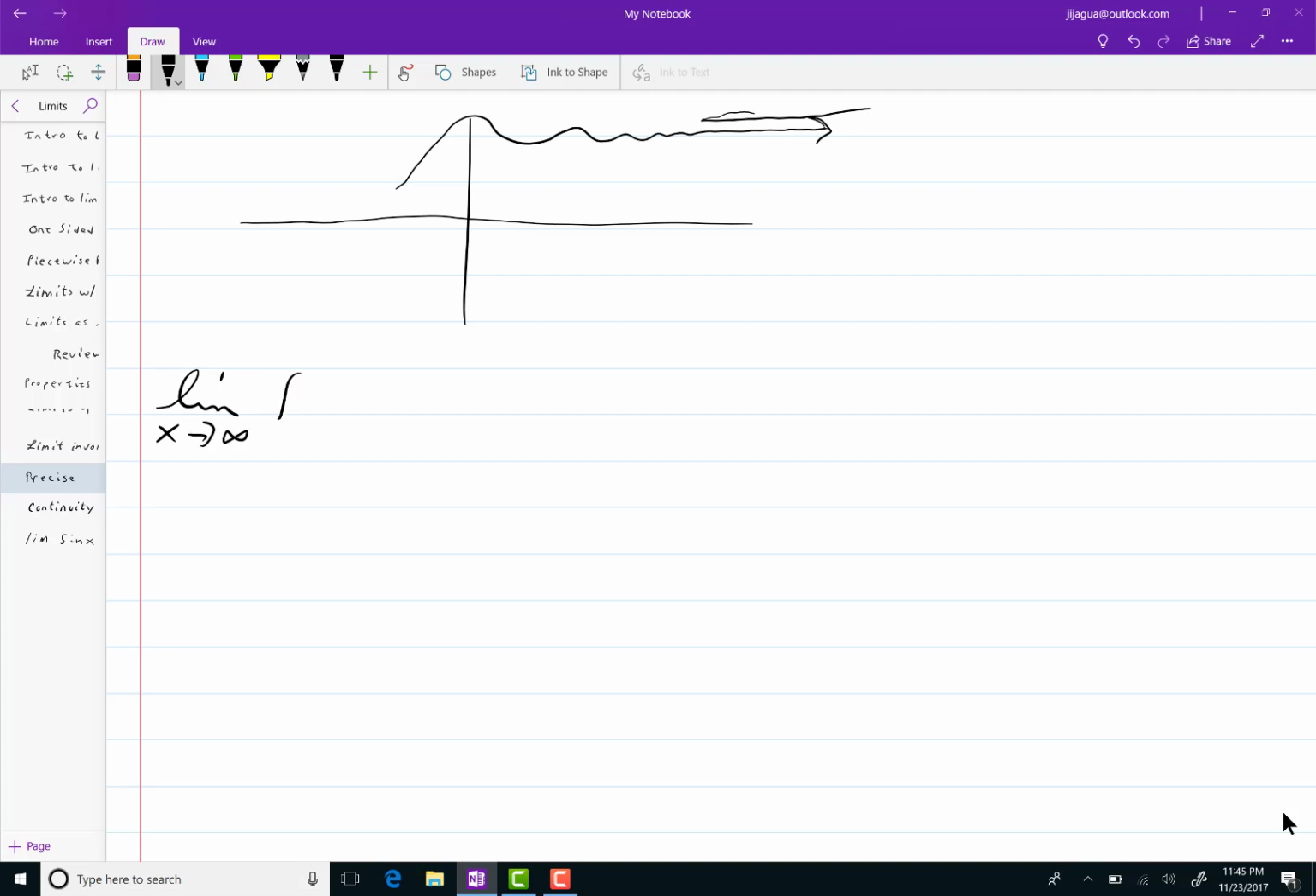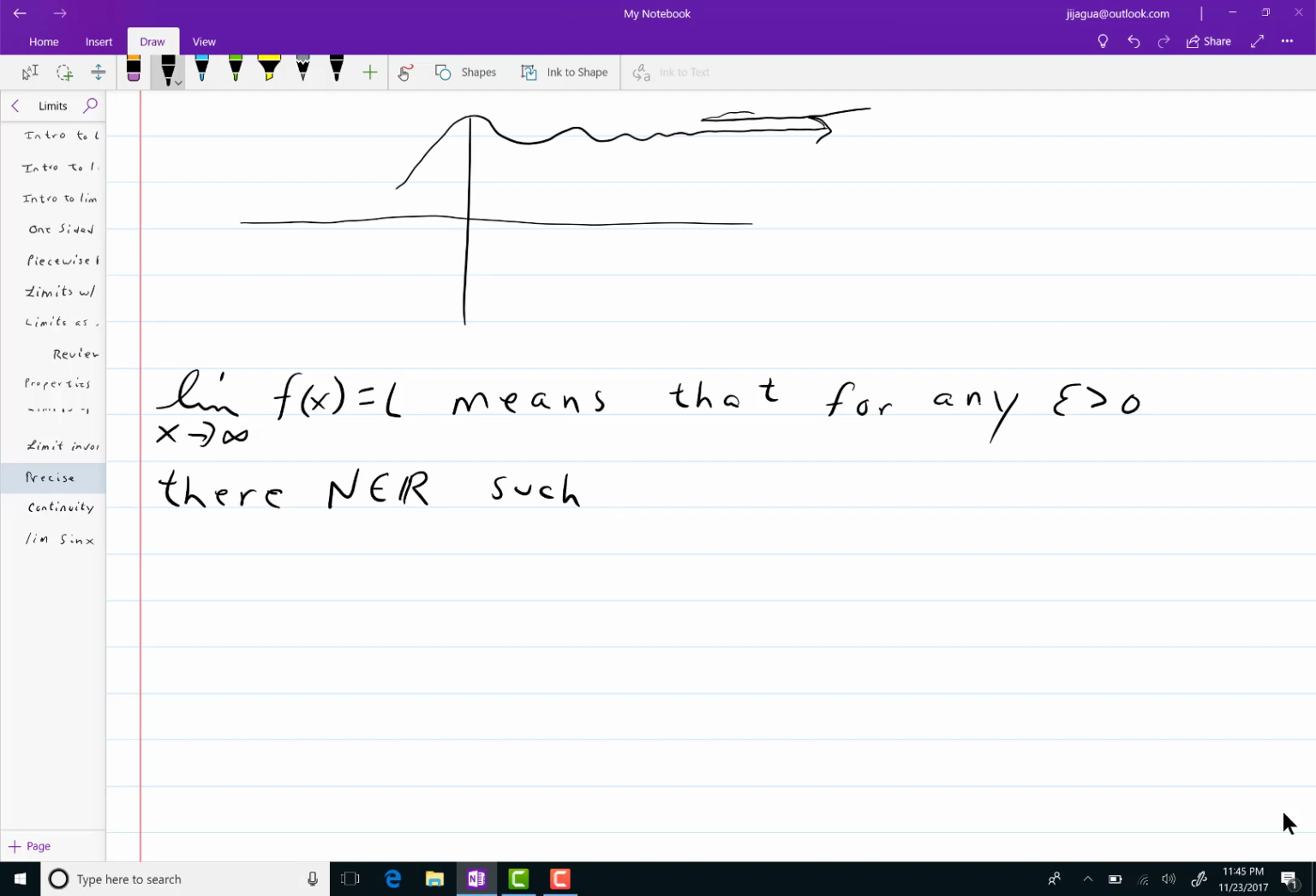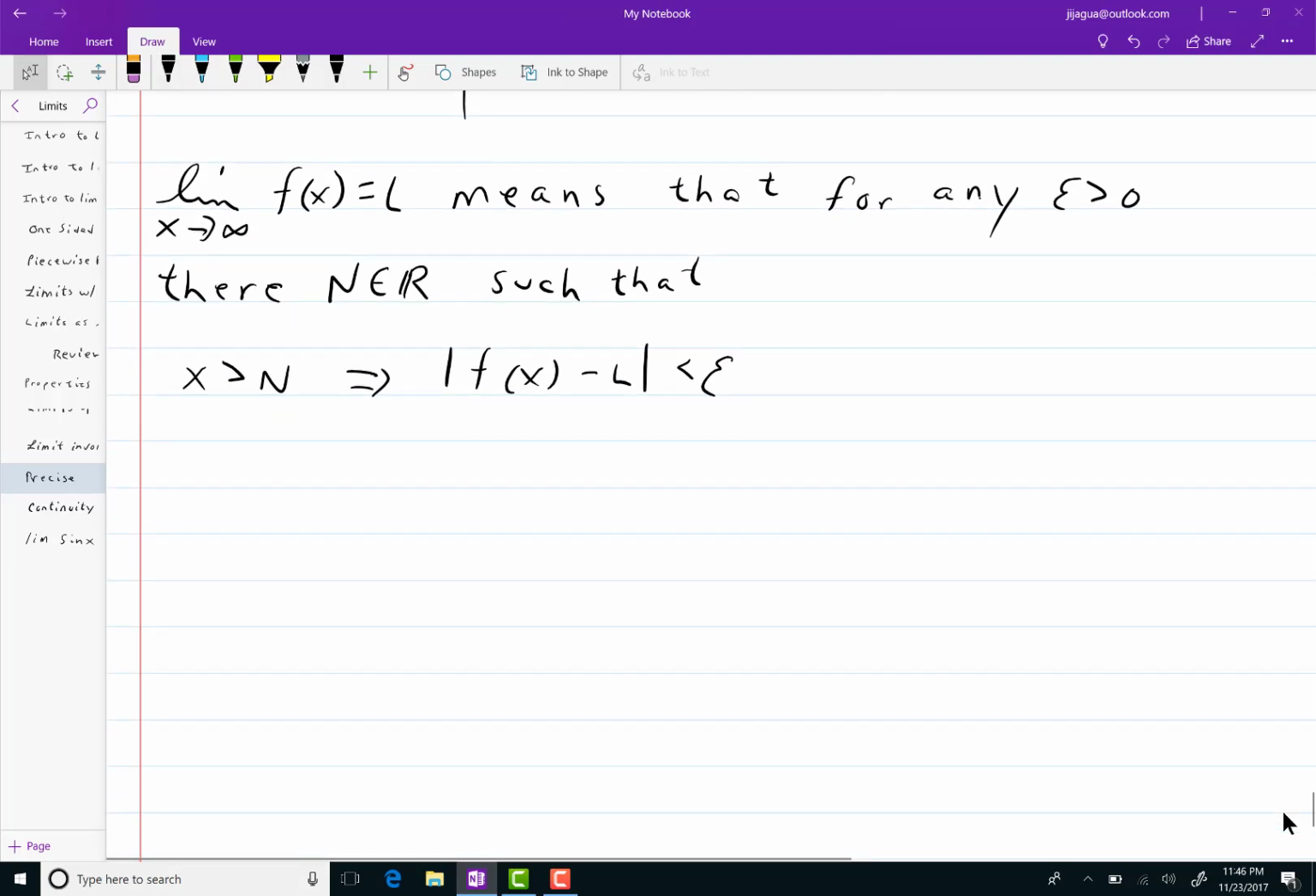The limit as x goes to infinity of f of x equals L means that for any epsilon greater than 0, there is n in R. When I write that, I'm just saying that n is a real number, such that x greater than n implies that the absolute value of f of x minus L is less than epsilon.